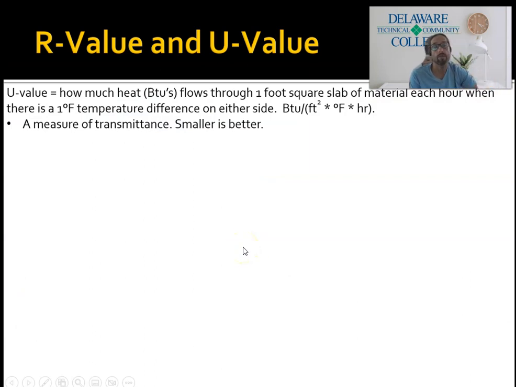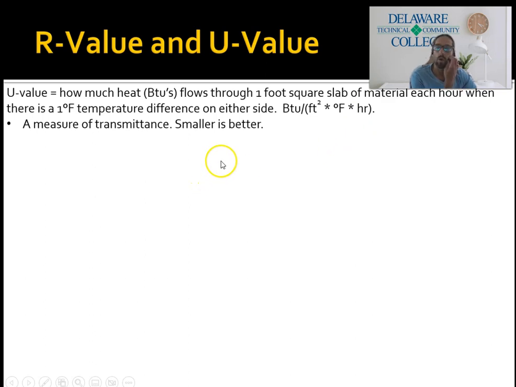And we can actually measure the rate of heat flow. And that's what U value and R value are. Really, U value is the one that's the true measure of heat flow. So we'll start with that. So you want to jot this down. U value is how much heat in BTU flows through a 1 foot slab of material, 1 square foot, every hour when there's a 1 degree temperature difference on either side. And the units are BTUs per square feet per degree Fahrenheit per hour, which should make sense.